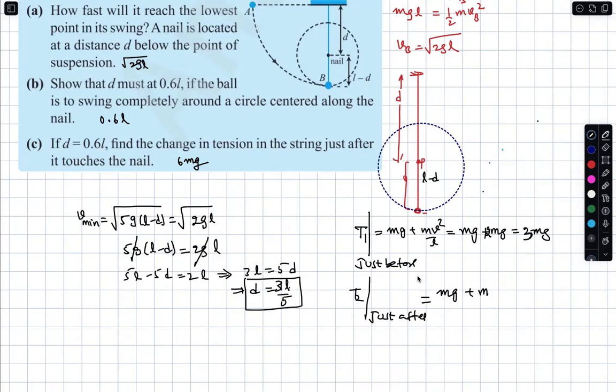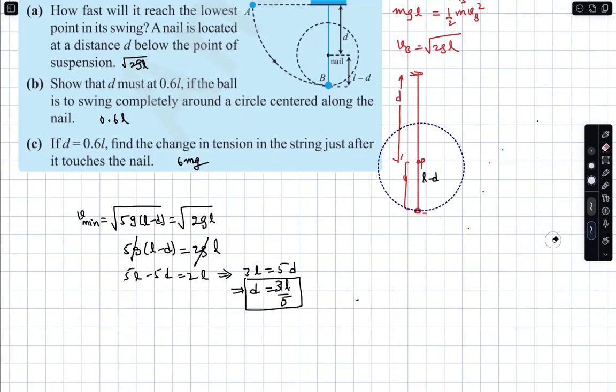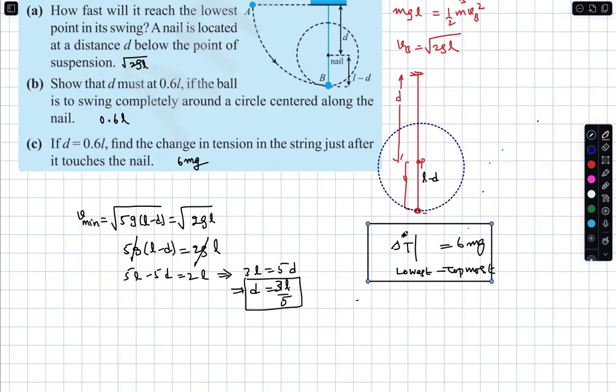Just after, you said that the velocity is just sufficient. Okay, what do you want? If D is equal to 0.1, the question was not asked in the proper way. Their intention is, after striking, what is the tension difference between this point and this point. We already identified delta T, lowest to topmost, is always 6 mg, irrespective of the length of the pendulum.